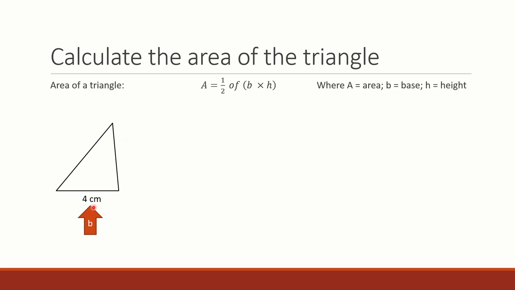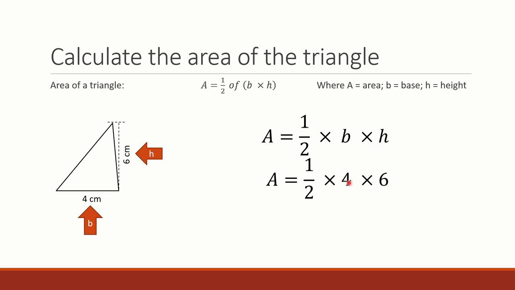So let's have a look. B is 4 centimeters, and then we have to measure the height of the triangle. The height is going to be this line over here. In this example, the height is 6 centimeters. And now we can start with our formula. A equals half times the base times the height. And let's swap out the letters for the numbers. 1/2 multiplied by 4 multiplied by 6. I'm going to start from the left and work towards the right. A half of 4 is 2 times 6, and 2 multiplied by 6 is 12 square centimeters.